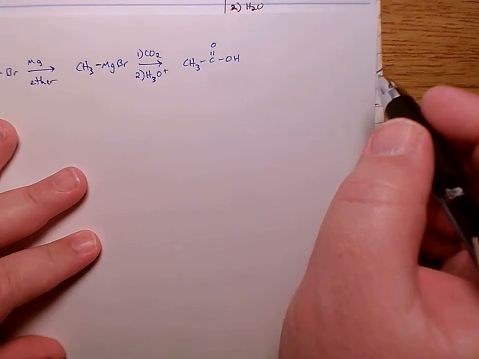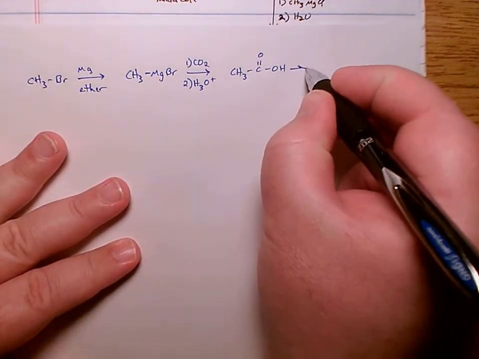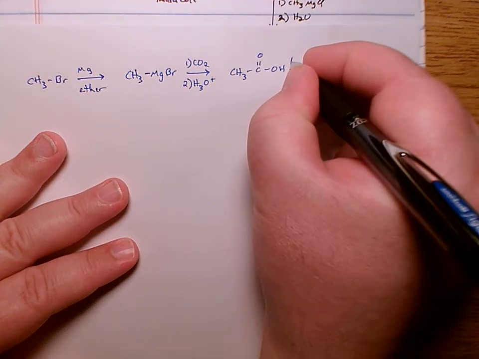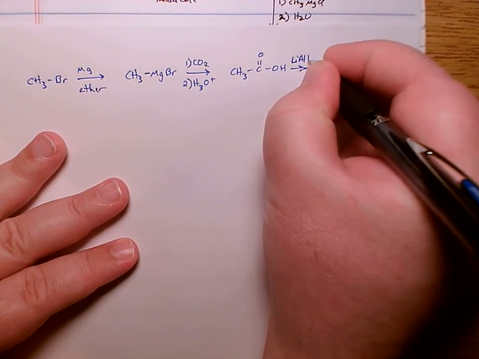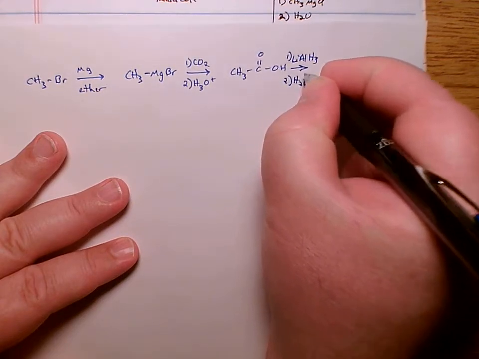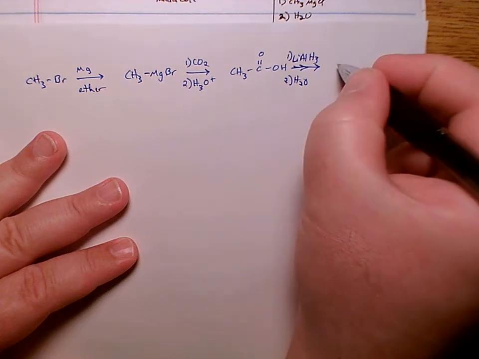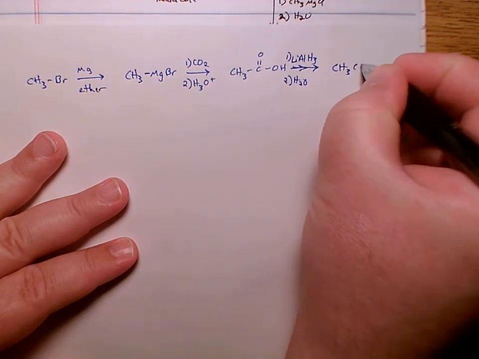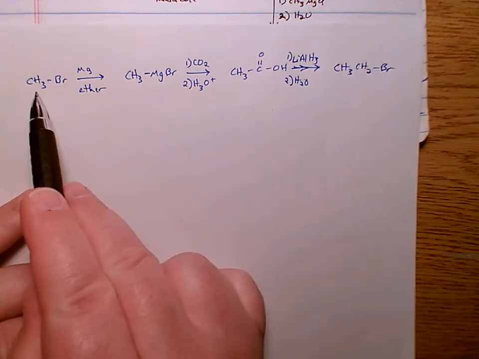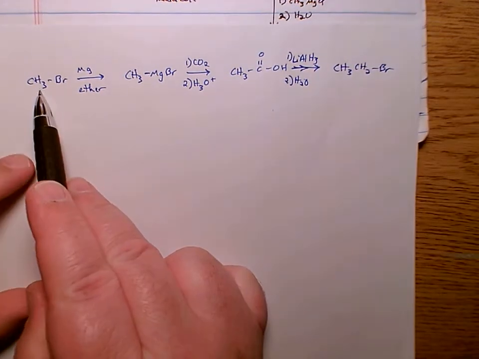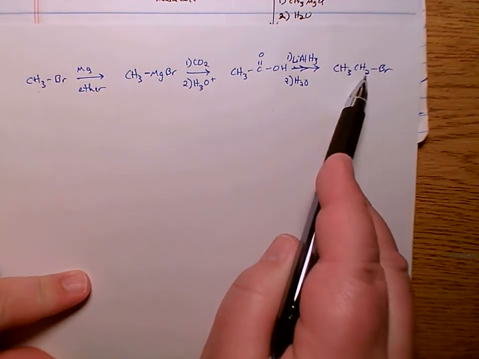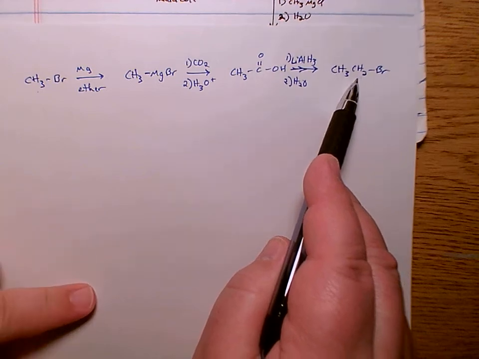But what if we followed that with lithium aluminum hydride followed by aqueous workup? That would give us CH3CH2Br. Note, compared to where we started, we've added one CH2. We've added a carbon to our chain. Alkyl bromide with one more carbon.